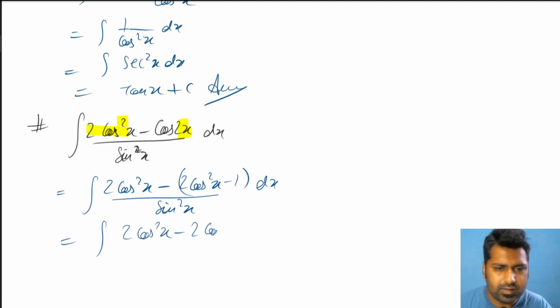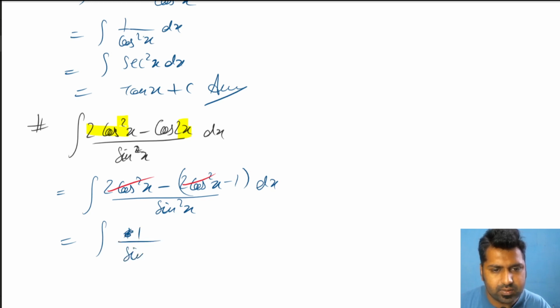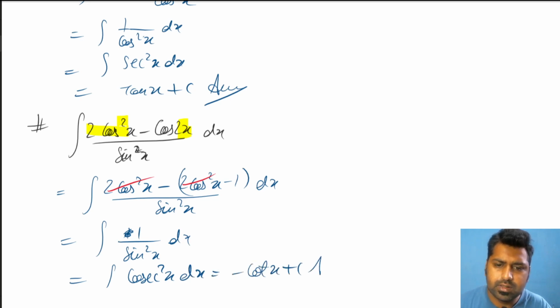I don't have to show you the steps. 2 cos square cancel, negative becomes positive. So plus 1, or just 1 by sine square. What is 1 by sine square? That's cosec square. We know that integration of cosec square is minus cot x plus c. That's the answer.